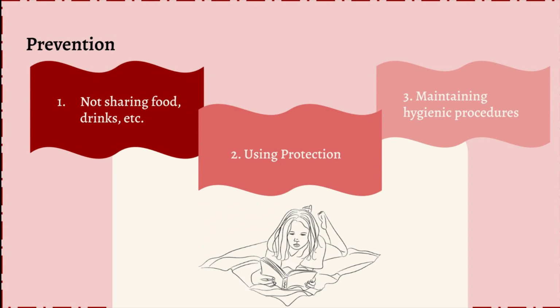Also, use protection. Mono can also be spread through sexual intercourse, so using protection decreases the likelihood of you getting it. And lastly, maintain hygienic procedures such as ensuring that you're clean and washing your hands after using the restroom, and even using hand sanitizer when you come into contact with dirty surfaces or even other people. It just decreases the chances of you getting mono and getting infected with it.